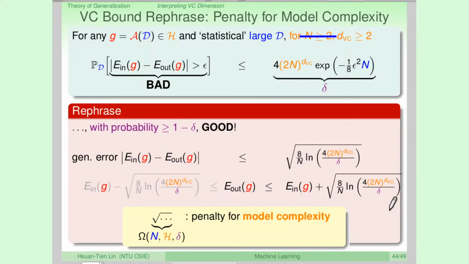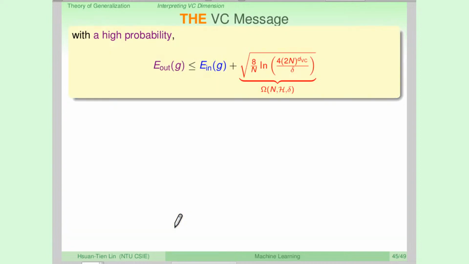So this latter term is usually named the penalty for model complexity, and we will use this big omega here to name it. It depends on three things. One, delta, our luckiness choice. Two, N, the number of examples that we have. And three, the hypothesis set, which reflects its property by the VC dimension. And the VC bound tells us that with high probability, E out is bounded by those two terms.